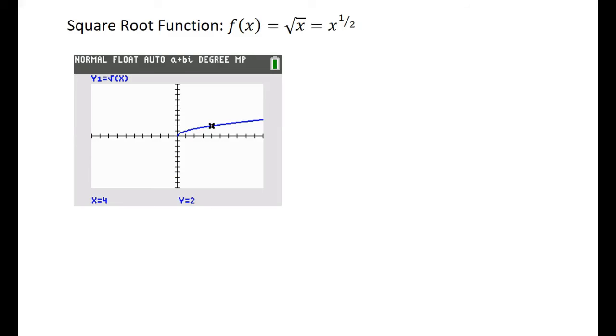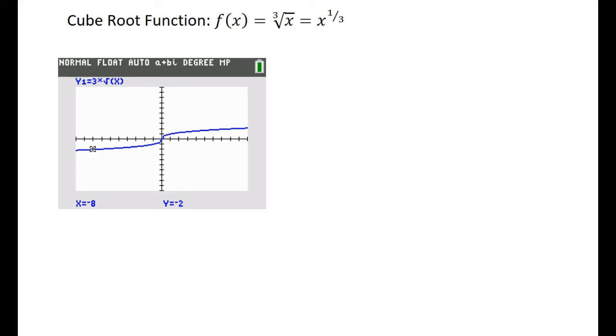The square root function is f of x equals the square root of x, and since we cannot take the square root of a negative number, it starts at 0, 0. And here's a point at 4, 2 because the square root of 4 is 2. I'd also have another point at 9, 3 because the square root of 9 is 3. So it's just half a parabola going like that.